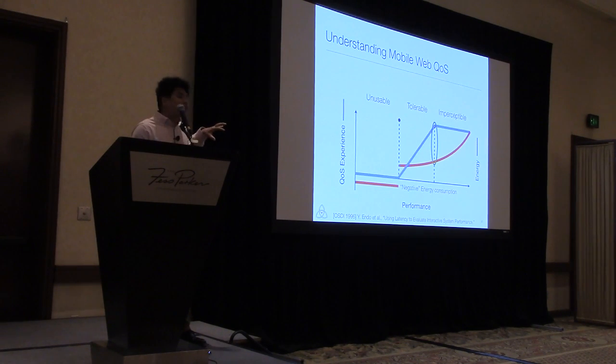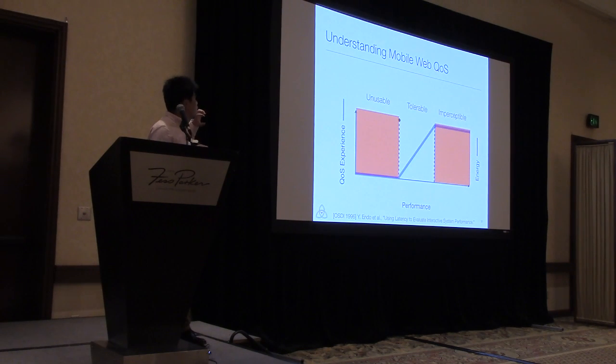So what this figure shows is that we ideally want to stay away from the unusable and imperceptible regions because they are just purely wasting energy. And we want to wisely budget the energy usage in the tolerable region according to performance requirements. This is the information that we ideally want to convey in our application to the online system to better guide the online system to save energy.